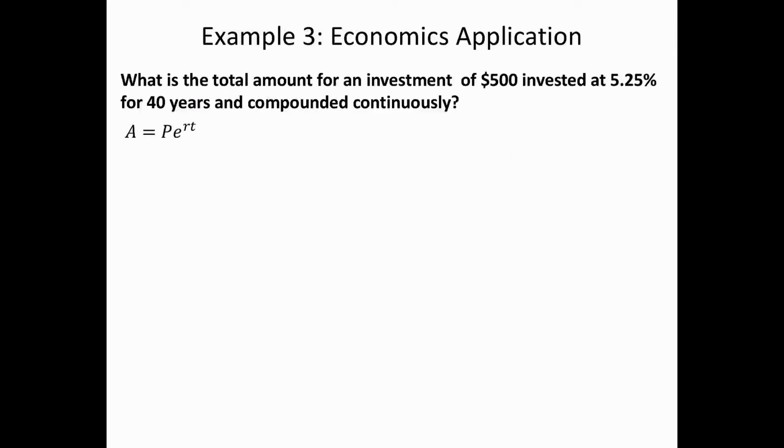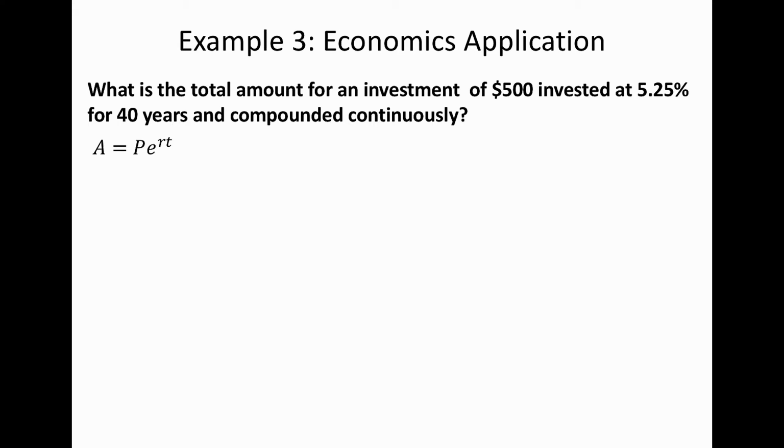So here's an example. What's the total amount for an investment of $500 invested at 5.25% for 40 years compounded continuously? So we've got the formula A equals P times e to the rt power. A is the amount we're looking for. P is the initial amount, the principal, which is $500. e is the number e. We'll just use the calculator for that.